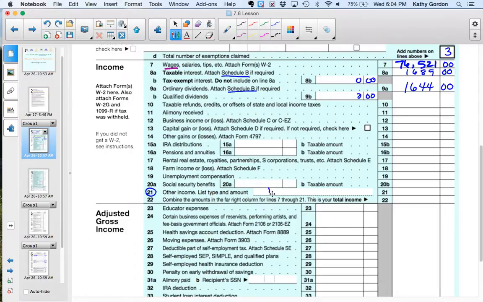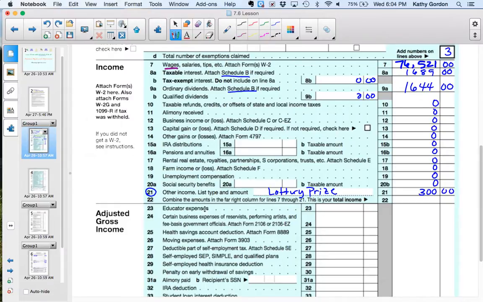So we're going to put lottery prize, and we're going to list our $300 there. And everything else can be zeros, because we have no information for any of those other types of income.